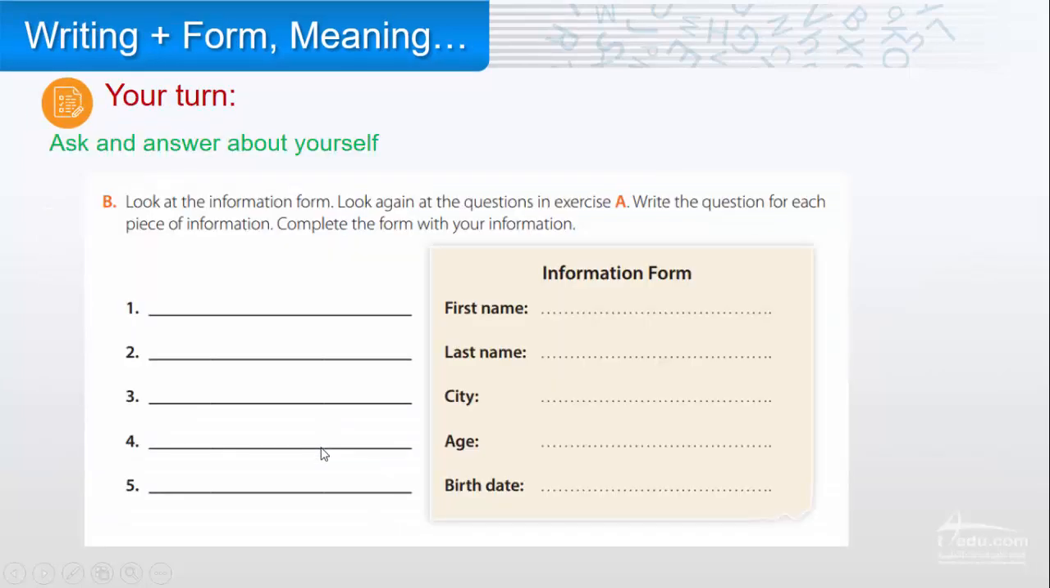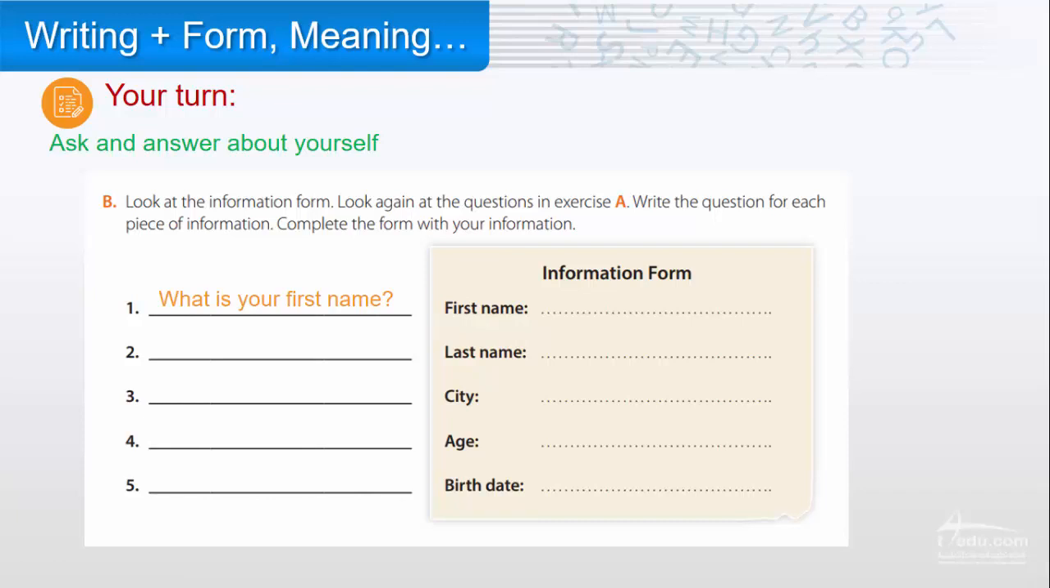And now it's your turn. Ask and answer. Look at the information form, this one. Look again at the questions in exercise A. Write the questions for each piece of information. For example, 1. We need to ask about first name. So we say, what is your first name?